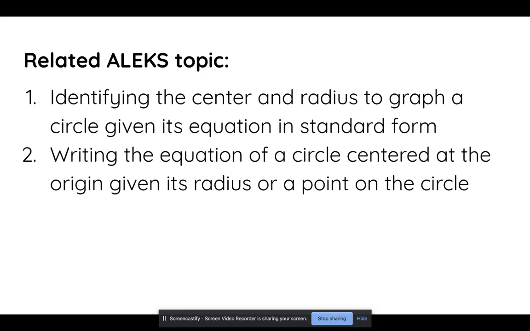We are all done for the day today, but if you want to try some ALEKS topics that are similar, here are 2 that you can try: identifying the center and radius to graph a circle given its equation in standard form, and writing the equation of a circle centered at the origin given its radius.